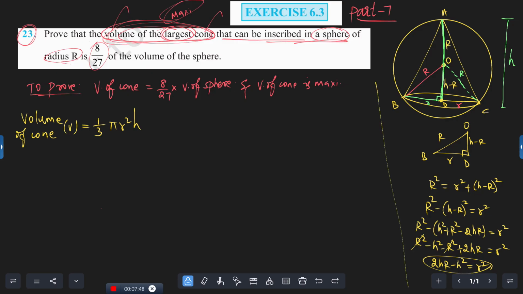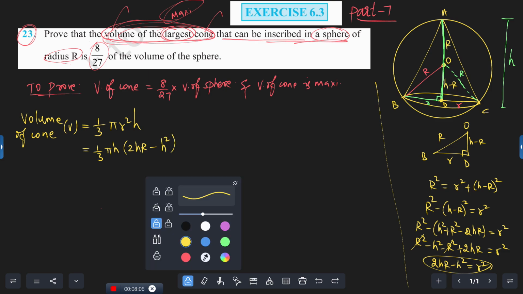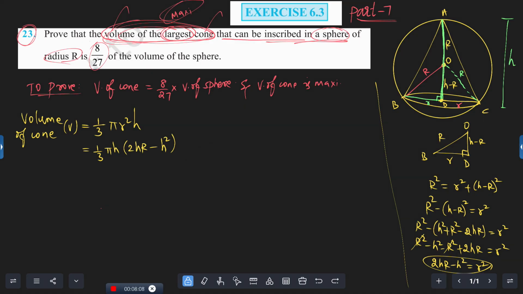Radius square. So instead of R square you can use this: 1 by 3 pi H into 2 times H capital R minus H square. Now listen carefully. Here H is the variable. So one H we have outside, that you multiply inside. So 1 by 3 pi, when you multiply inside, 2 R H square minus H square into H, H cube you will be getting.